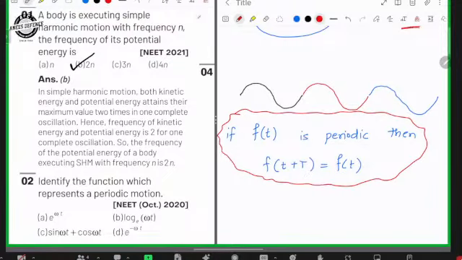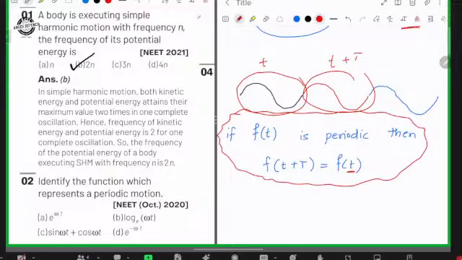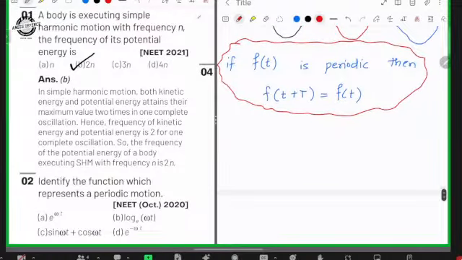How? Here only time t is given, and here the time is t plus capital T. That means this duration is the time t, and this duration is t plus T. Can you see both functions give you the same values? If both functions give the same values, then it is periodic. That's why we are equating f of t plus T to f of t. Did you get the condition?